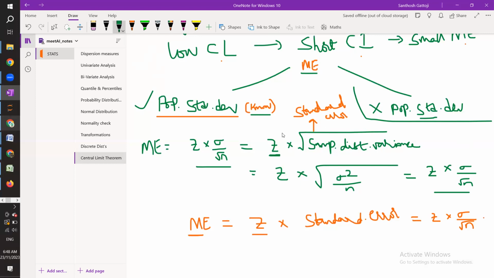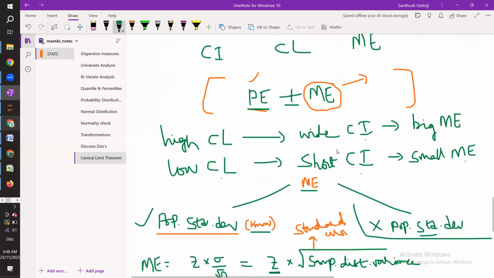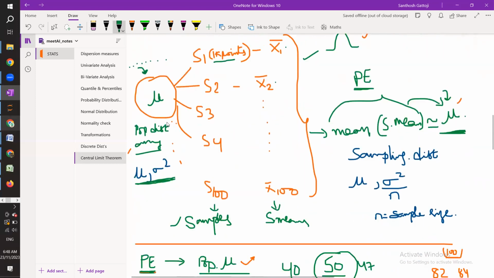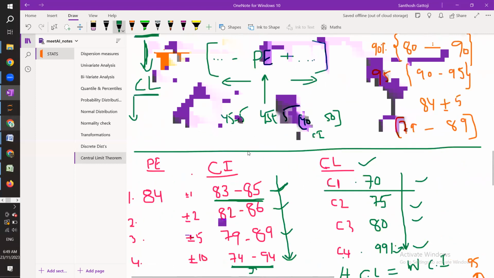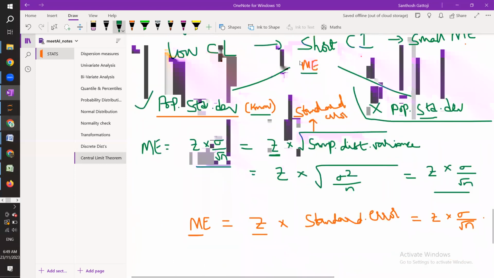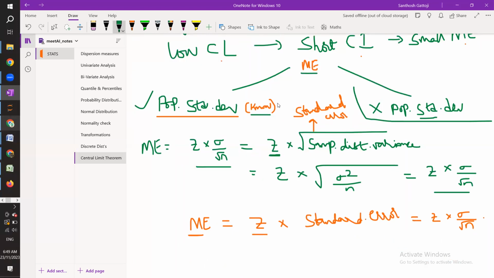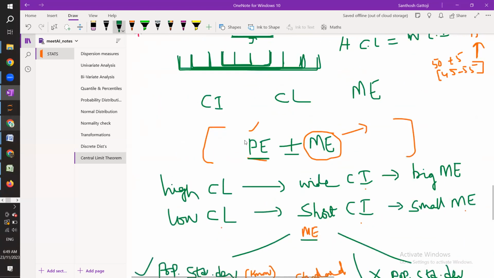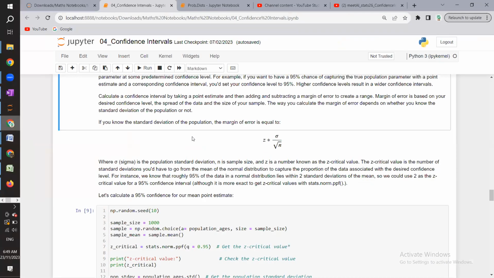Why are we using this formula, and how are we getting it? Because the central limit theorem says that if you take multiple samples from one population, you will get this formula. In our case also, we are calculating this margin of error, and where are we going to use it? With the point estimate. How are you going to get the point estimate? You are going to get it from the multiple samples.